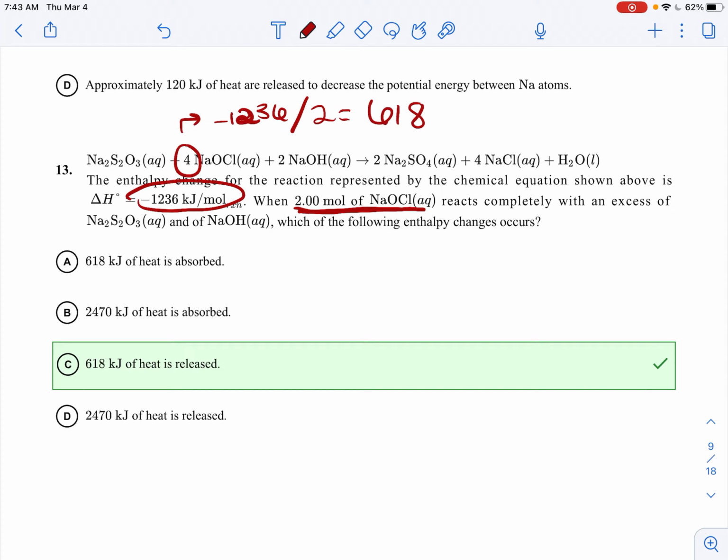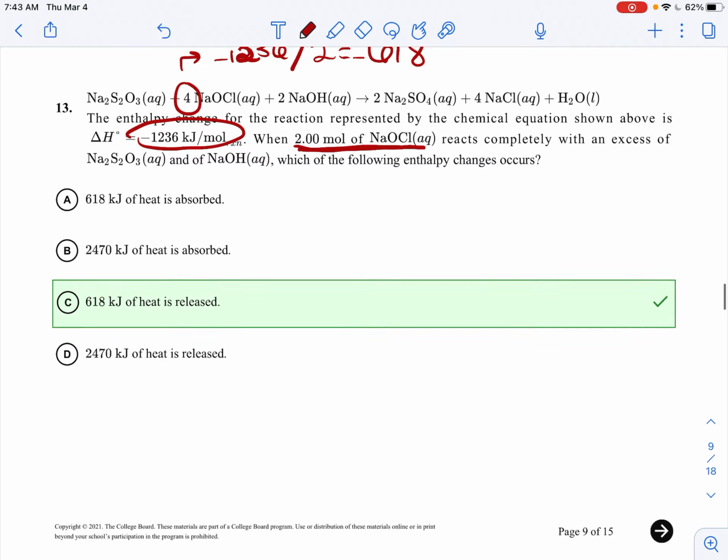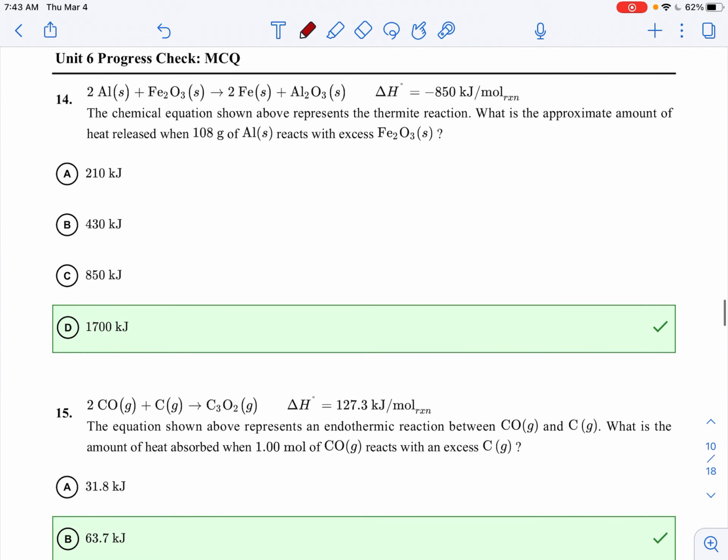Now, the delta H of the reaction is going to be half, negative 618 kilojoules, and so the answer is going to be C. Now, number 14, it says the chemical equation shown above represents the thermite reaction. What is the approximate amount of heat released when 108 grams of aluminum reacts with excess iron oxide?